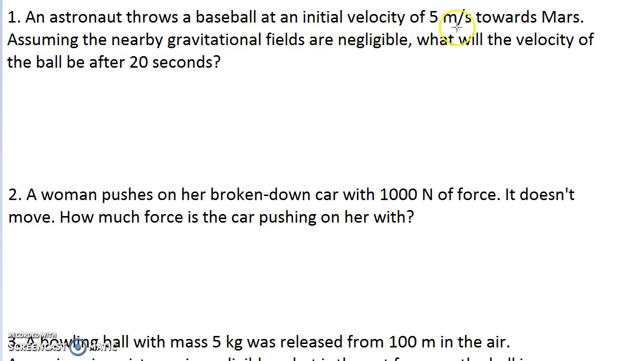See, we see here that the initial velocity is 5 meters per second in some really arbitrary direction. So we can really choose whatever coordinate system we want when we're looking at this here. And we're assuming that the nearby gravitational fields are negligible.